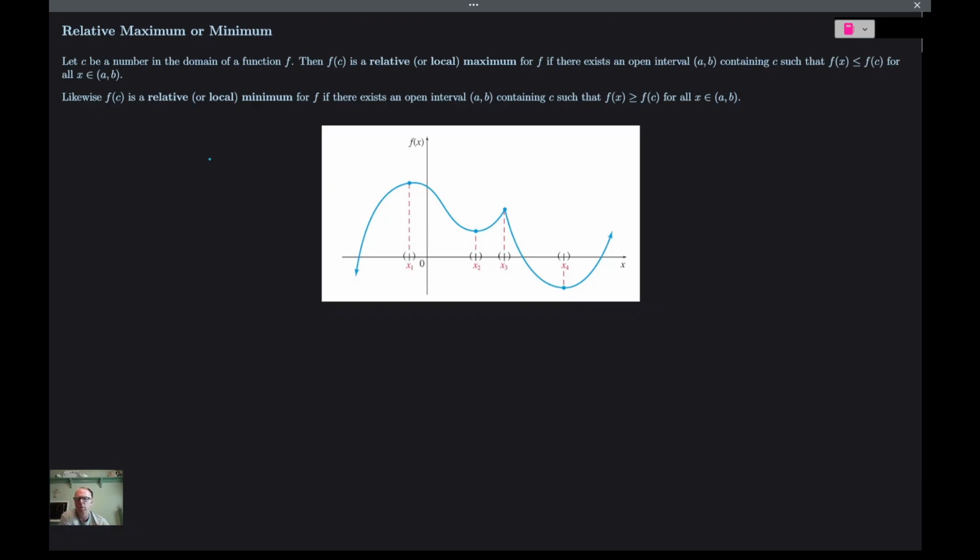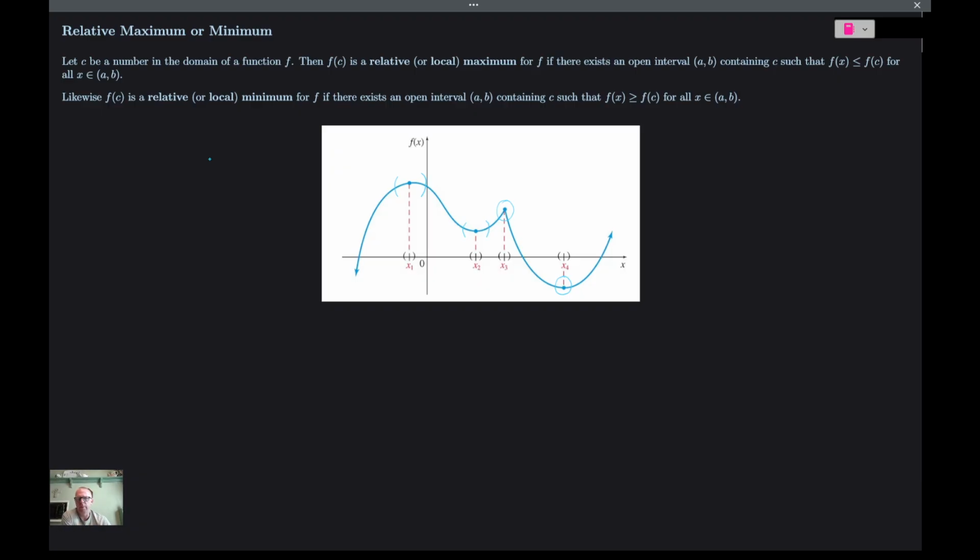Relative max just means that there is a neighborhood where this function attains a maximum. Same thing with the minimum. There is a neighborhood where it attains a minimum value. And here's another relative max, here's another relative min. So when we talk about a relative maximum or a relative minimum, that is what we mean.